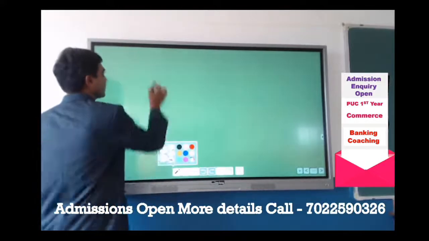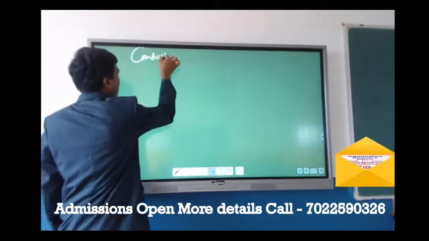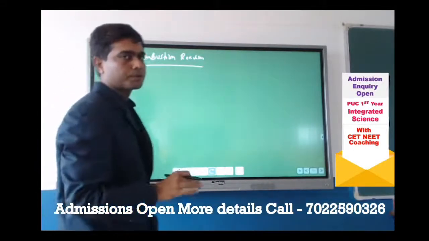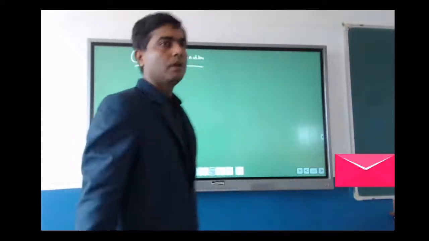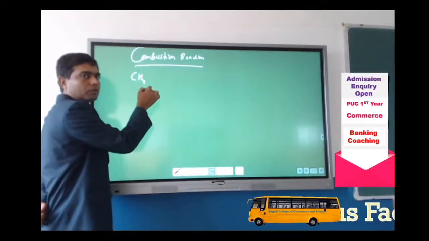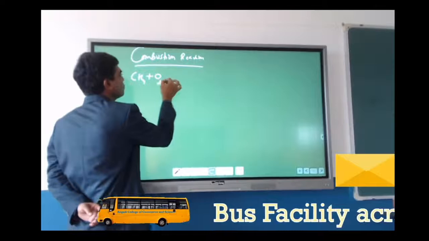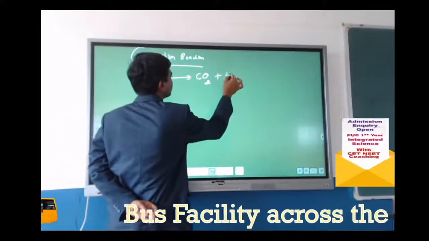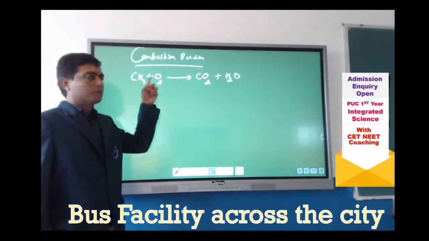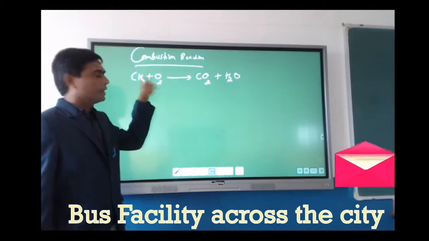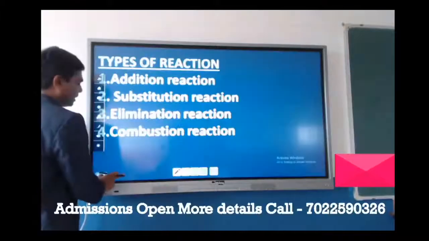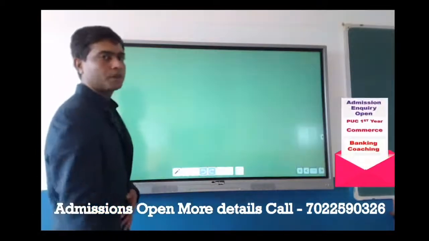What is that combustion reaction? One example I can take. Combustion, as you already know, is the process of burning. I will take one example by taking the hydrocarbon CH4. CH4 plus O2 gives CO2 plus H2O. Here you can see methane reacting with oxygen, and when it reacts it is completely burned. Then I will end the class and in the next session we will go with another chapter.